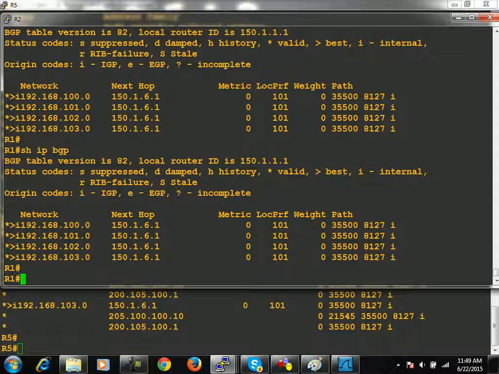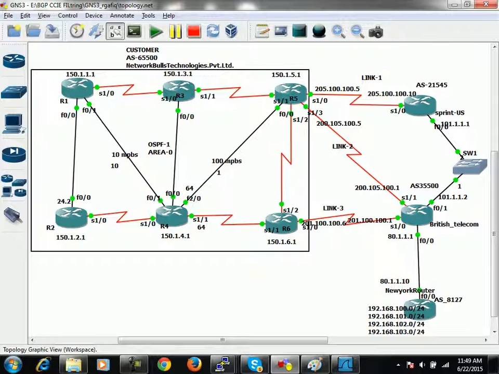So from this entire AS 65500, whenever any user will transmit traffic in the direction of all these prefixes like 100.0, 101.0, 102.0, or 103.0, it will always go via R6. Even from the LAN users of R5 as well. Understood or not? So in this way you can modify the default local preference.